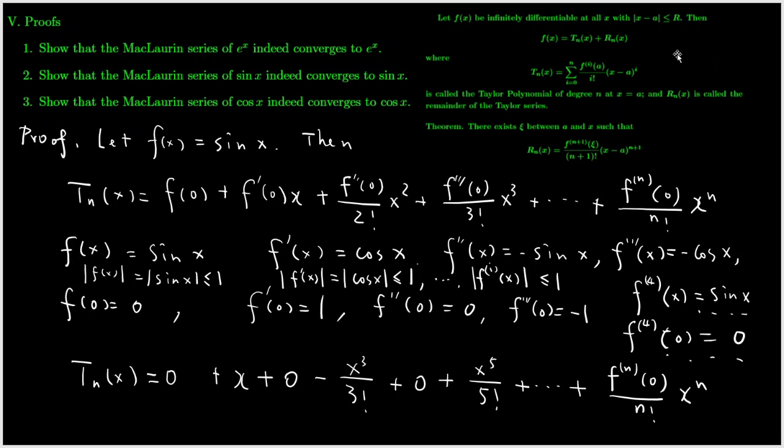Now let's recall something else from last week. This Rn of x is called the remainder. Last week we mentioned Rn of x. You can see that from this formula. Rn of x is called the remainder. It's defined as f of x, in this particular case sine of x, minus t sub n of x, the Taylor polynomial of degree n about 0.